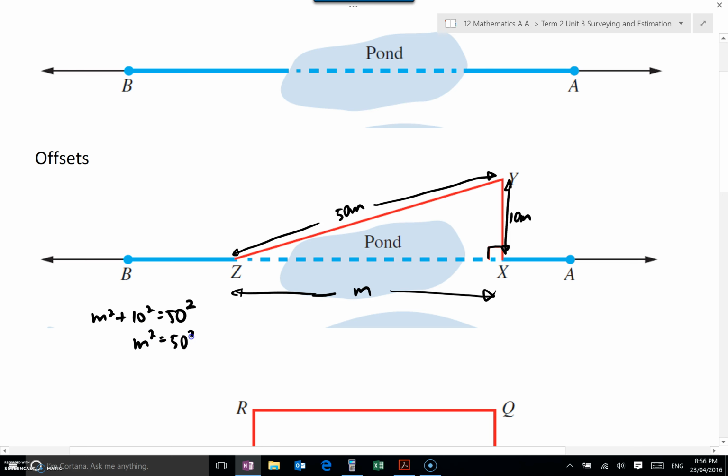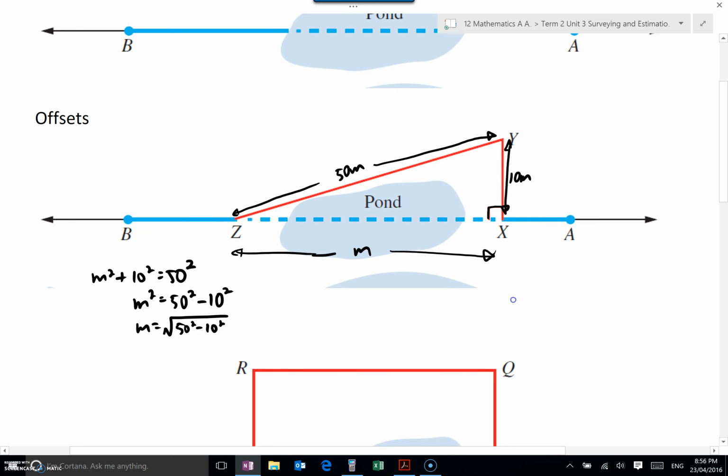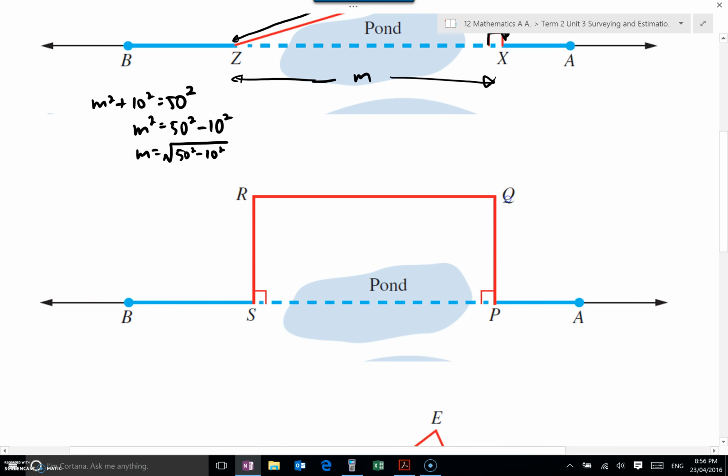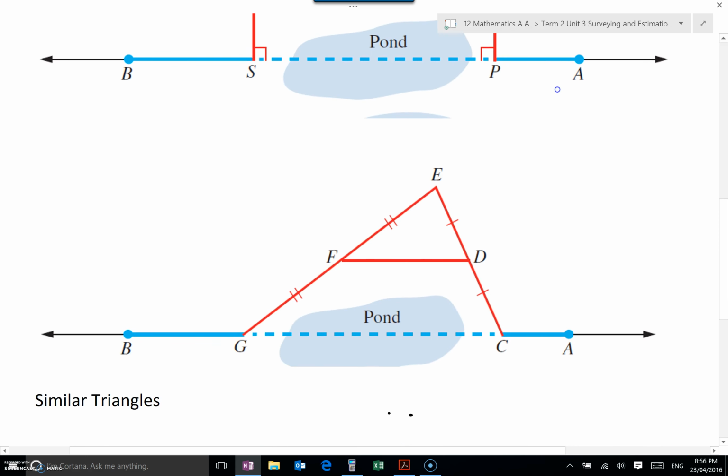Just using the Pythagoras trig that we've detailed earlier, to find that distance indirectly. We can physically measure the ones with 10 and 50. We can't measure the M because the pond's in the way. Alternatively, we could have done two perpendicular offsets, and just measured this distance RQ and recognize that it would be the same as the distance SP. Just using a little bit of creativity to do these offsets.